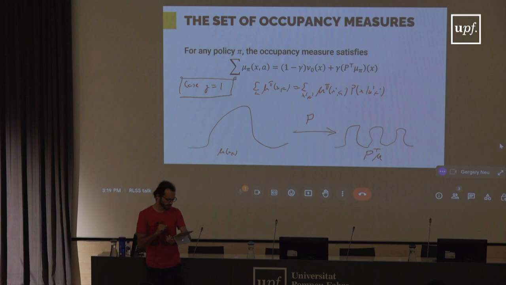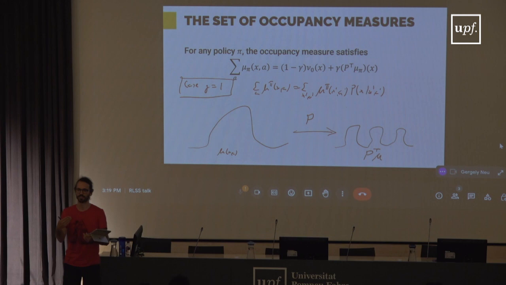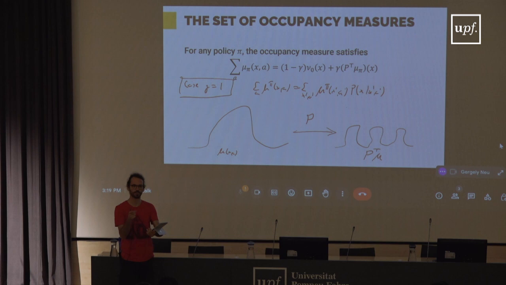And an occupancy measure is essentially a special state action distribution that is invariant under this transformation, right? It's such that if I start from this distribution and take a step forward in the transition kernel, I'm going to arrive back at the very same distribution. So it has this nice stationarity property.